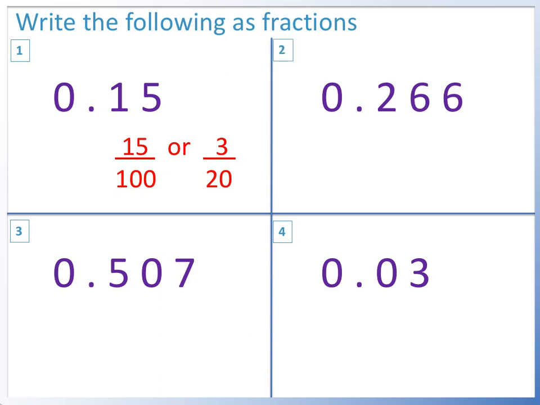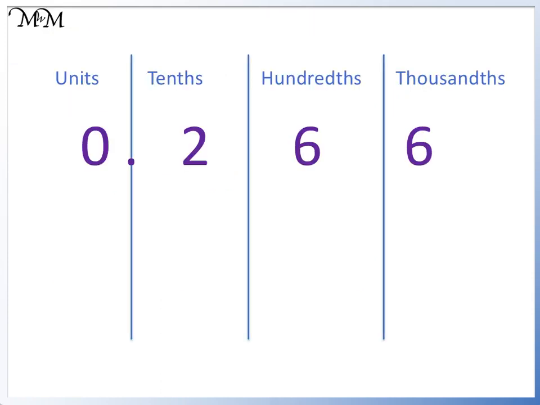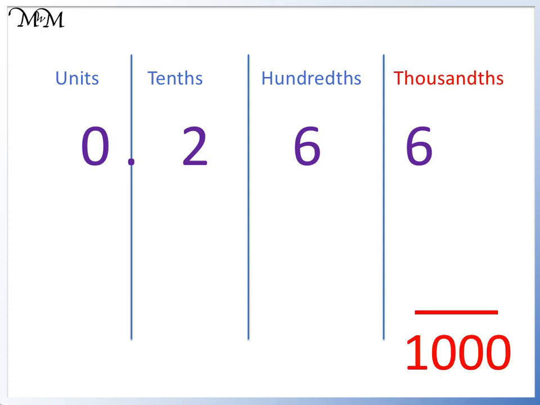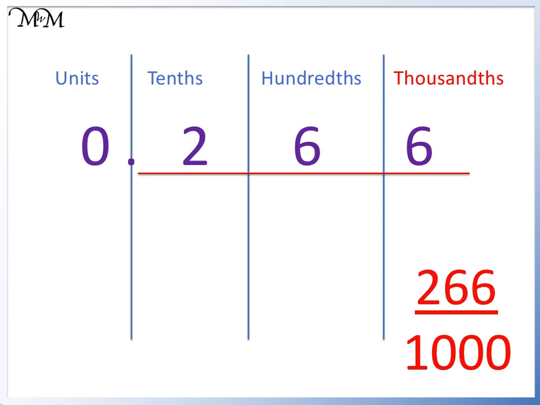Question 2. 0.266 finishes in the thousandths column, so the denominator will be 1,000. Reading across from the decimal point, we have 266, so 266 thousandths. To take it a step further, we can simplify this fraction to 133 over 500 by halving both the numerator and the denominator.